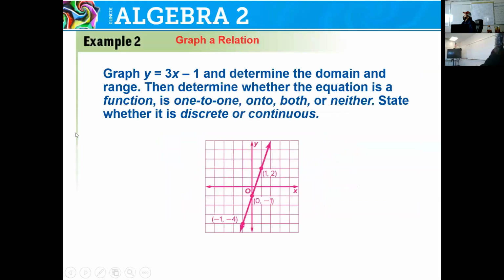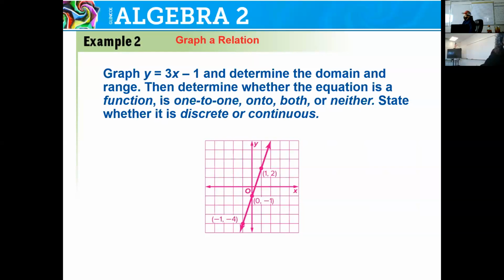All right. So second one, we're going to graph y equals 3x minus 1 and determine the domain and range, then determine whether the equation is a function, one-to-one, onto, both, or neither. State whether it is discrete or continuous.